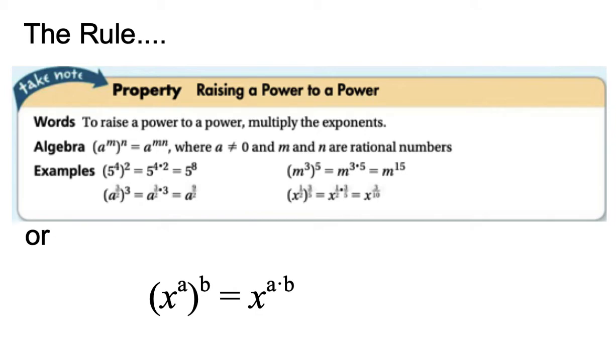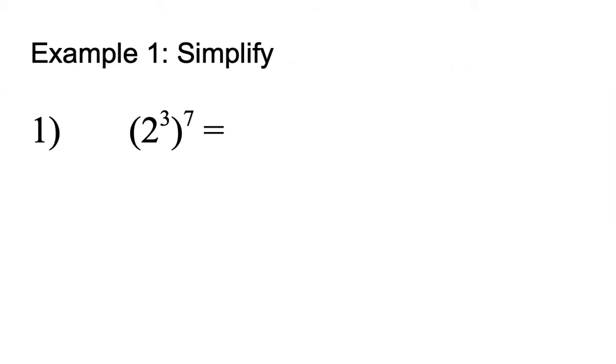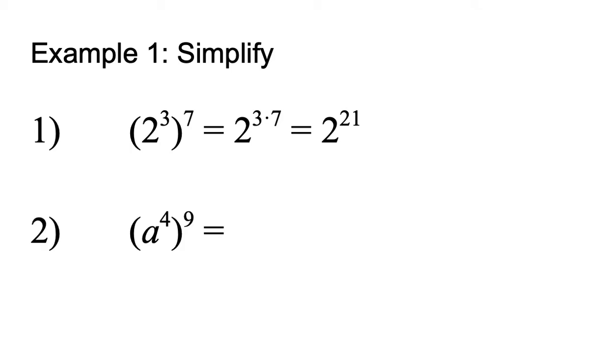Let's consider some examples. 2 to the third power in parentheses raised to the seventh power. In this case, because we have parentheses, we multiply our exponents. So this is 2 raised to the 3 times 7, or 2 to the 21 power. If I have a to the fourth in parentheses raised to the ninth power, again, we have parentheses, so we multiply our exponents. 4 times 9 is 36. So this becomes a to the 36.